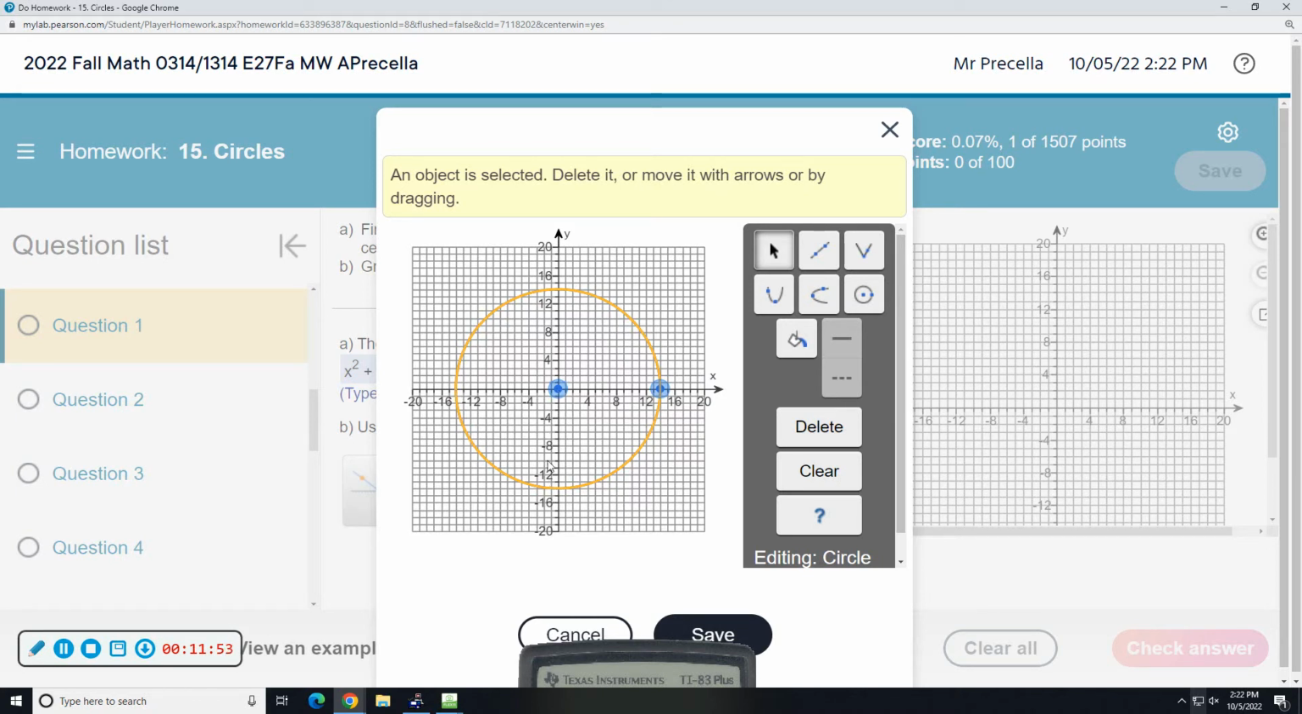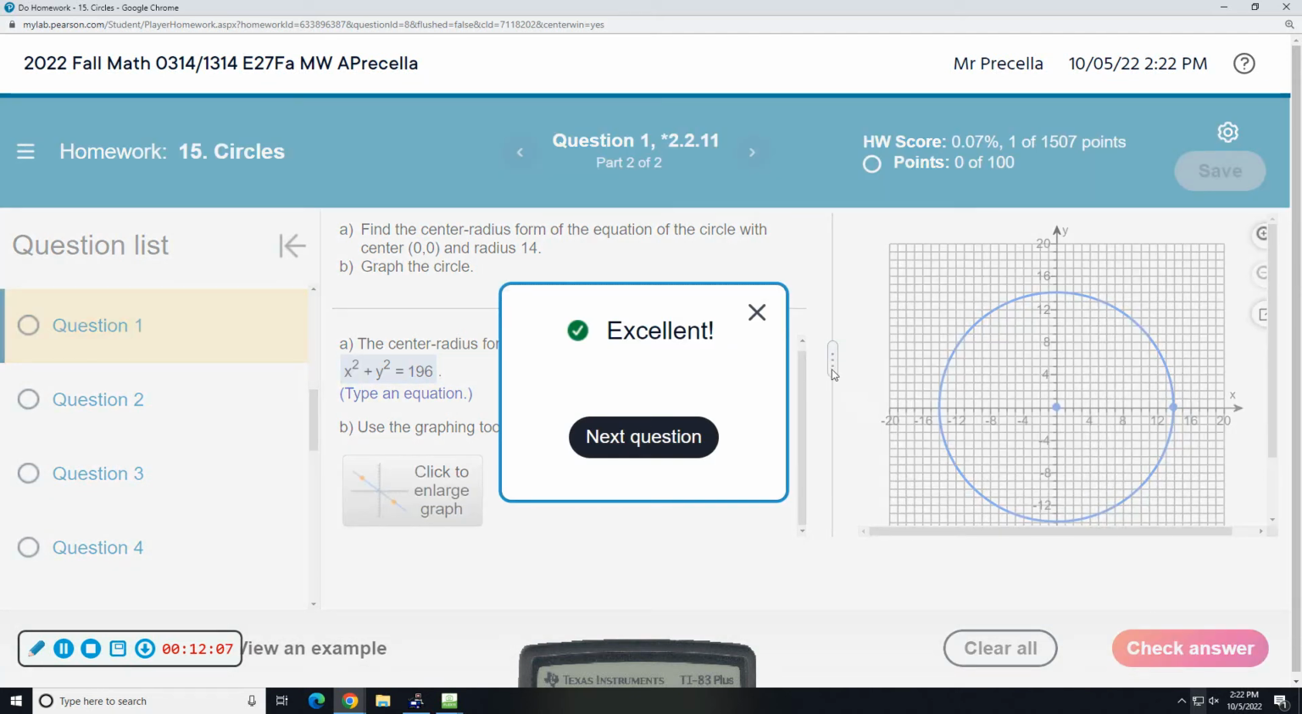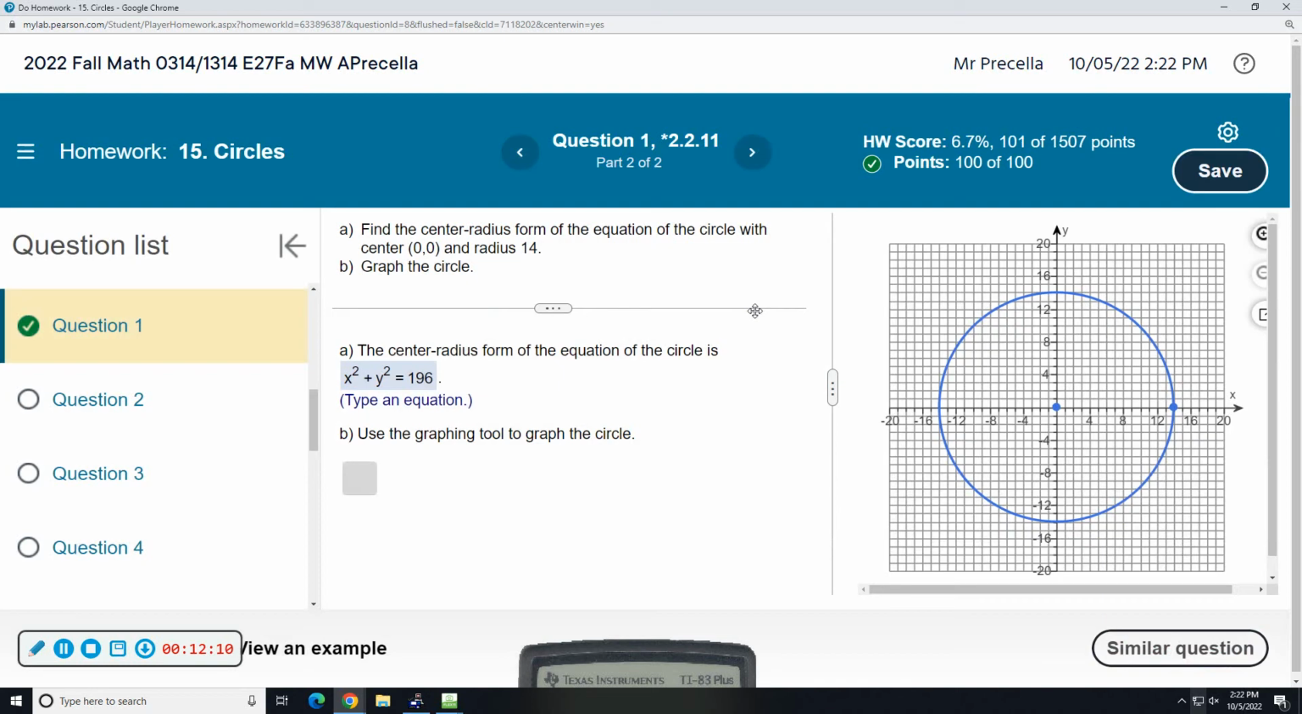So just locate the center, and then whatever the radius is, that's how far you have to count. So remember, you save it to transfer it back to the original grid and check answer. Any questions there?